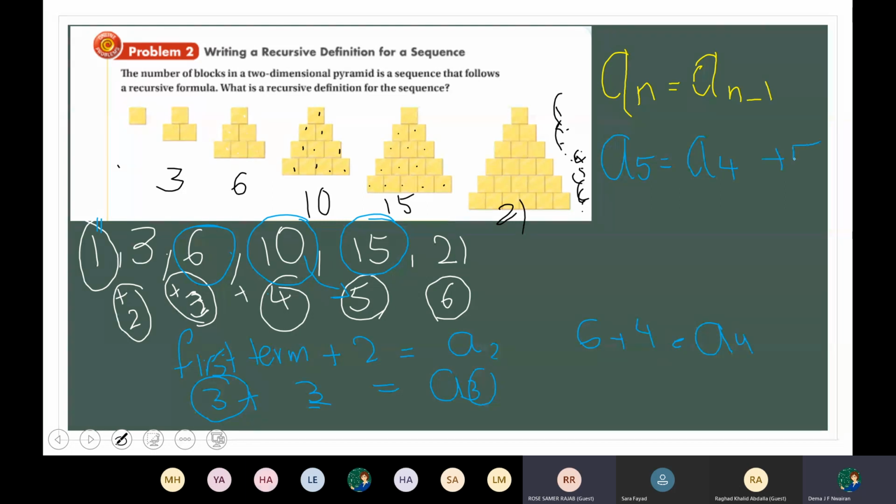You have to put it like this now. I say that a of 5 is a of 4 plus 5. Now, I want to rewrite it, but not with the numbers, with n. So I say, if here is n, here it will be n, and here it will be n minus 1. So I can write it as a of n is equal to a of n minus 1 plus n.